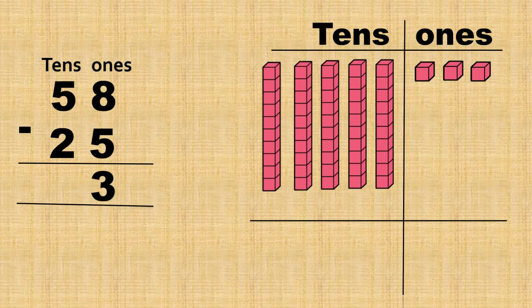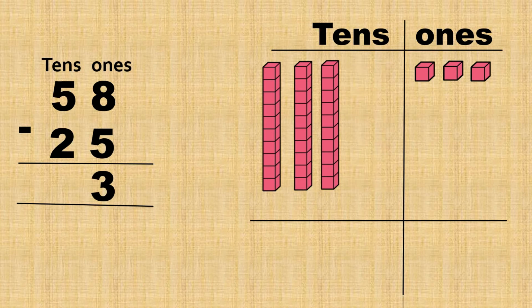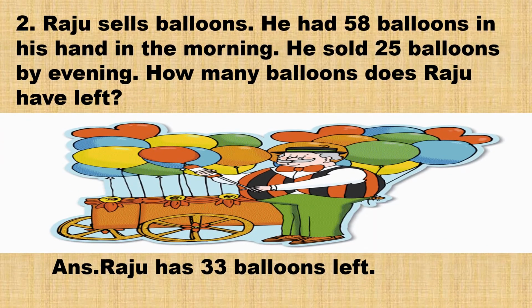Let's move to the tens place. We must subtract 2 from 5. So, let's take away 2 tens block from 5 tens block. 1, 2. So, we are left with 3 tens block. So, 5 minus 2 is equal to 3. It means 58 minus 25 is equal to 33. So, answer of the question is Raju has 33 balloons left.